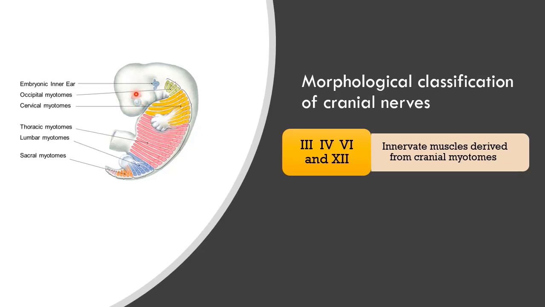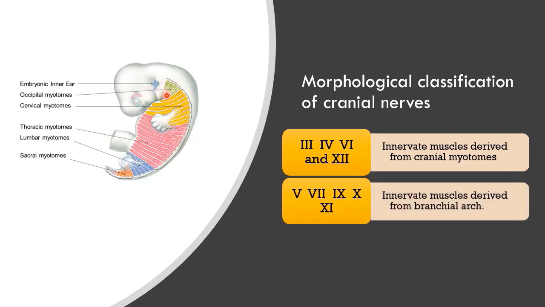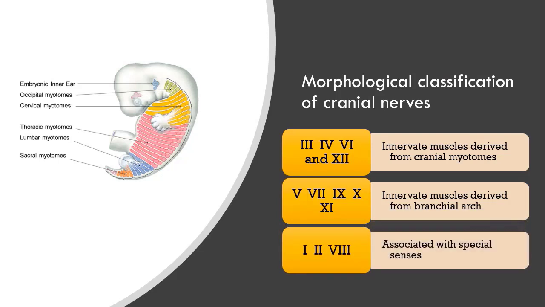Preoccipital myotome gives rise to muscles of extraocular group supplied by cranial nerves 3, 4, and 6. Cranial nerve 12 supplies occipital myotomes, which develop into muscles of tongue. Cranial nerves 5, 7, 9, 10, and 11 supply muscles derived from branchial arches, which develop in pharyngeal arches. Cranial nerves 1, 2, and 8 are associated with special senses.